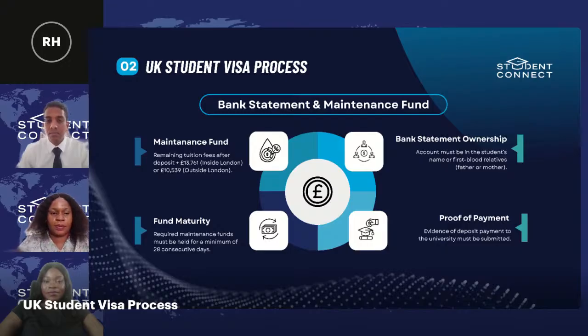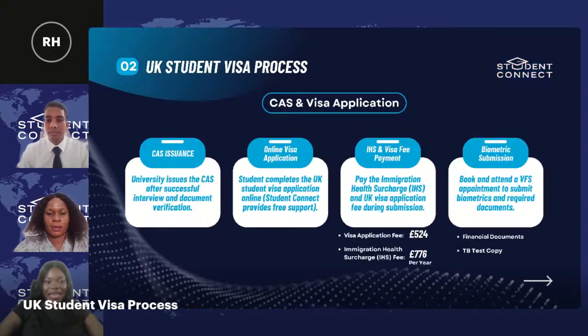Moving on to the next slide. Now, this brings us to the phase of your CAS and your visa application. The first thing you are looking at is your application fees and your biometrics. Once your documents are verified, you move on to the next thing. You pass your interview.